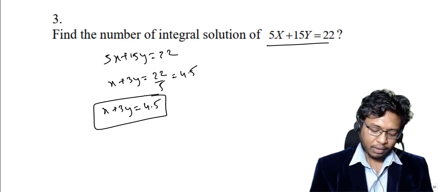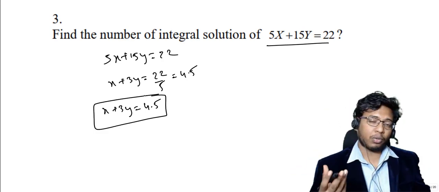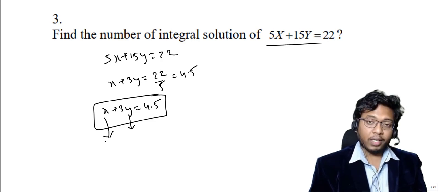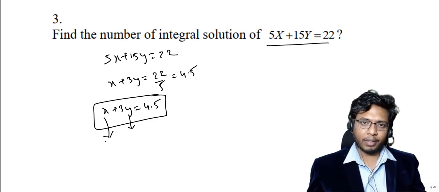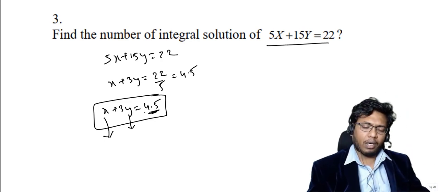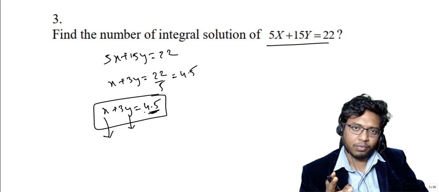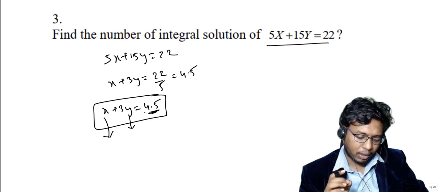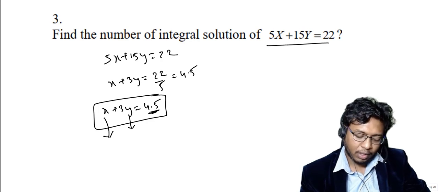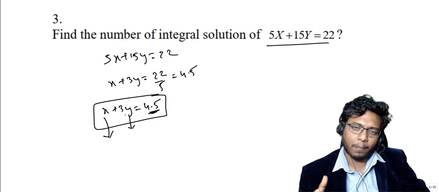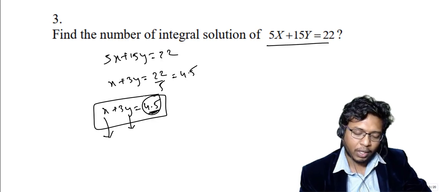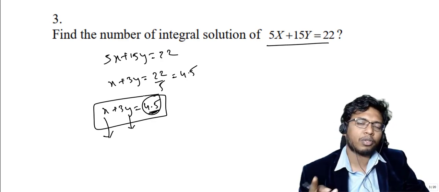Now see here, I told you integral solutions. That means x and y should be integers. It can be positive or it can be negative. Now here you see you got a decimal here. When you add two integers, will you be getting a decimal number? It's not possible, right? Since you add 2 plus 3, it will be 5. It won't be 4.5, something like that, right? To get a decimal, when you are adding two numbers, at least one of them should be a decimal number.